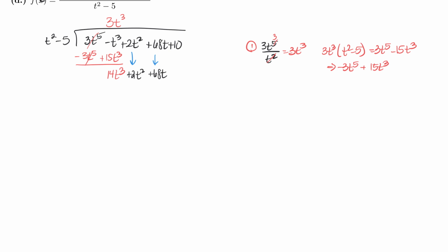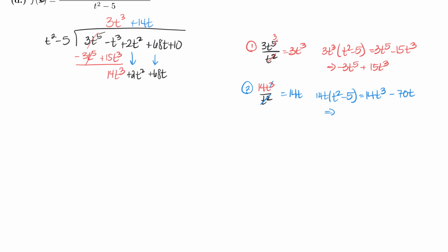And now let's figure out for term 2 of our quotient what we'll get. So we had 14t cubed, and we're going to divide it by our t squared, and we'll end up with 14t. So we'll add our 14t, and we end up with 14t times our t squared minus 5. Well, that's 14t to the third minus 70t.